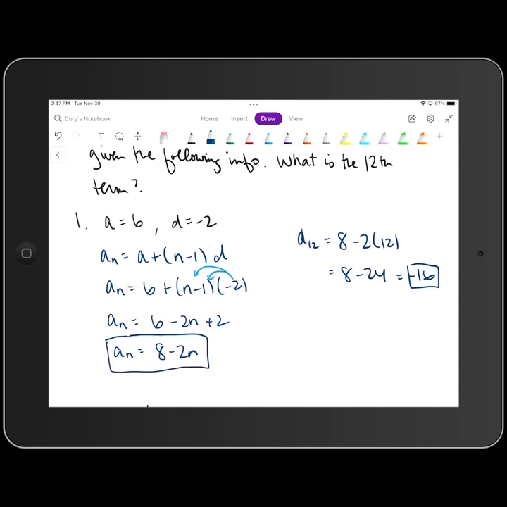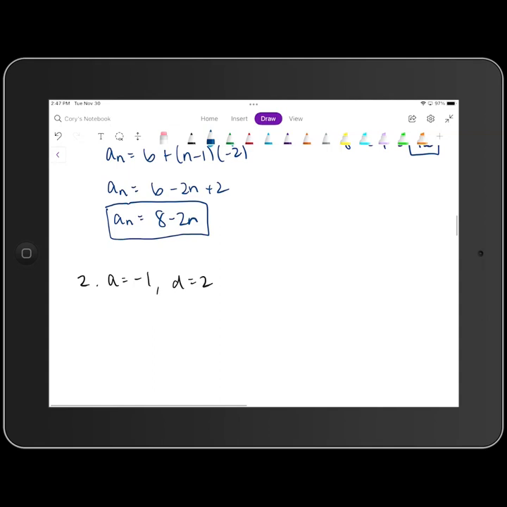Okay, you guys give the next example a try. So pause the video really quick. And I want you guys to find the nth term and the 12th term when a is negative 1 and d is 2.